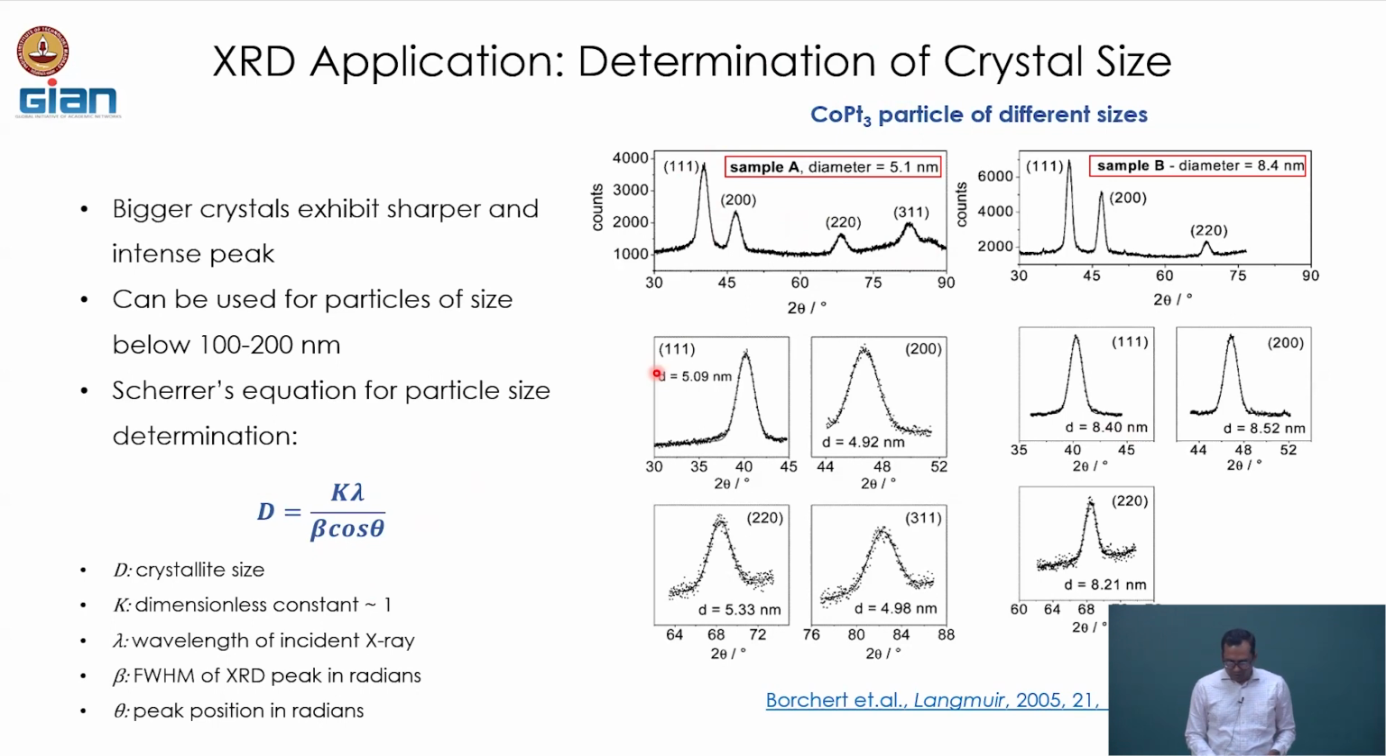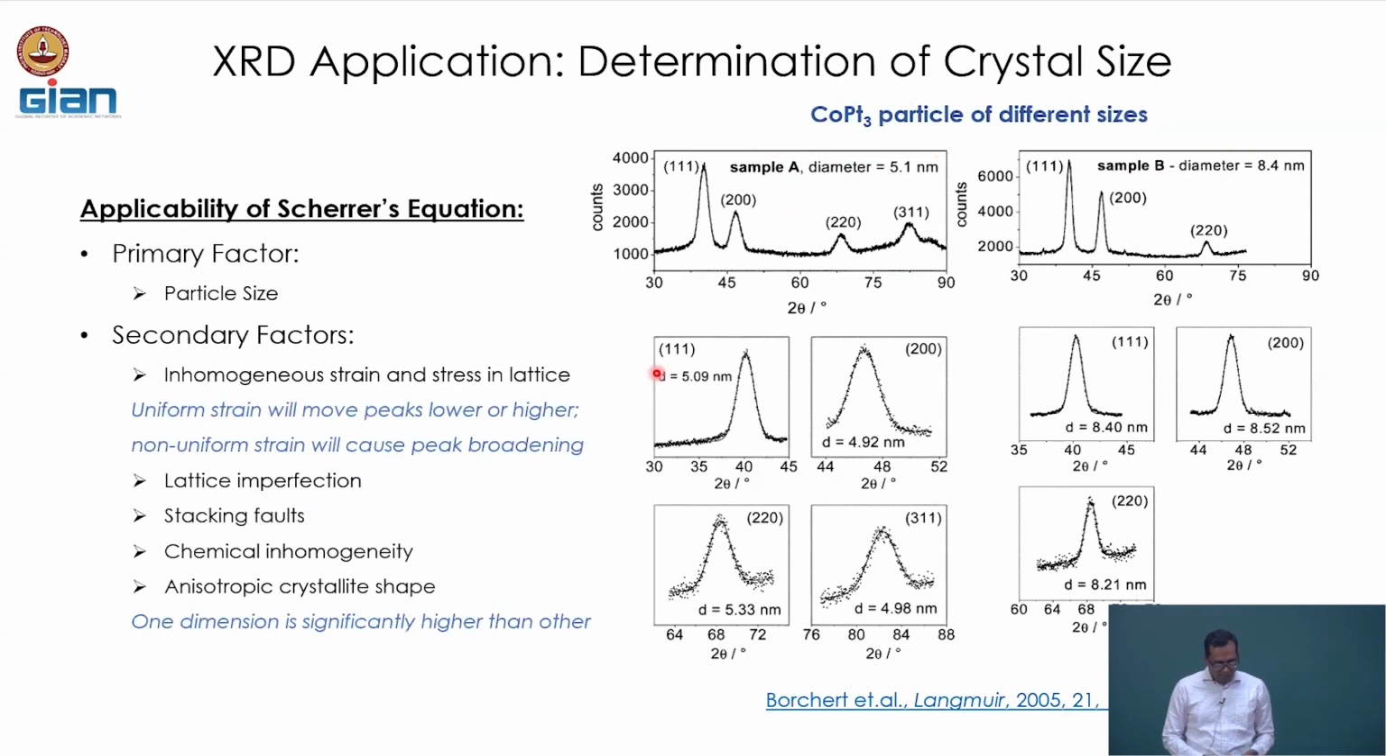But then there is one thing that we have to be really careful about. This Scherer equation has two factors for its applicability. One is the primary factor, which is nothing but the particle size. If particle size is different, but they are uniform within the same sample, then this equation is applicable, but there can be some secondary factors. Now, these secondary factors we have to keep in mind.